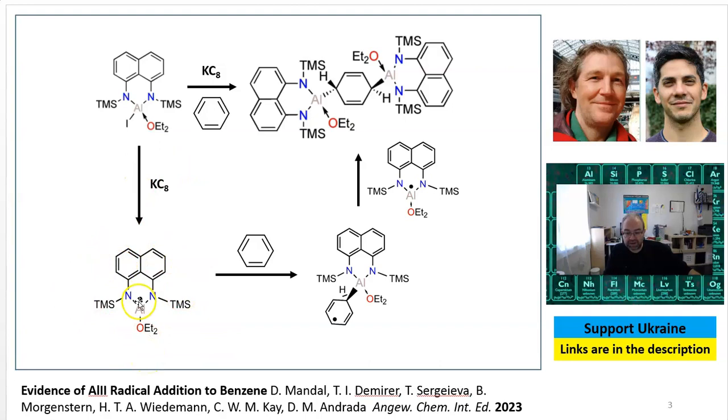They see this radical, a divalent aluminum compound with an unpaired electron, and the existence of such compounds was not yet proved, and this is one of the first proofs of such a molecule. After this radical is generated, it reacts with benzene, you have another intermediate, and then this intermediate reacts with the second radical, and this product is formed.